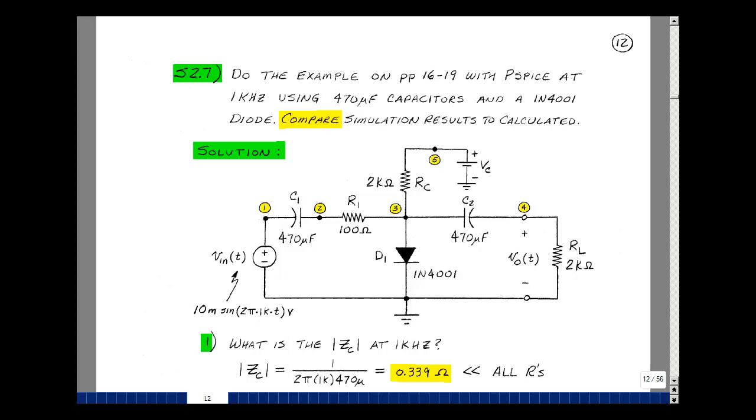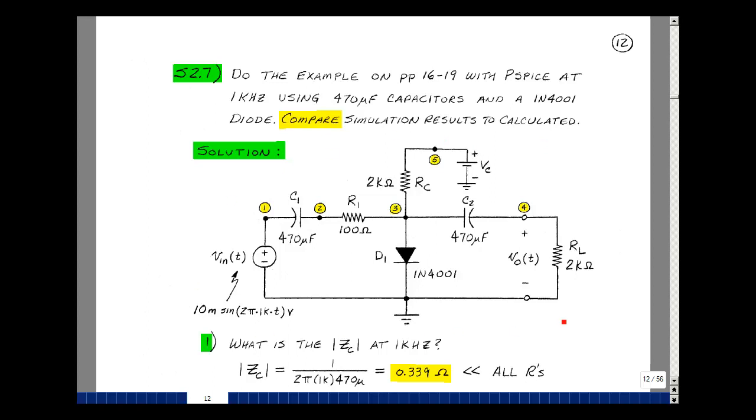This lesson deals with Supplemental Problem 2.7. You can find this problem in the ECE302 ebook in the Chapter 2 Supplemental Problems, starting on page 12. Let's do the example on pages 16 to 19 of the Chapter 2 lecture notes with PSpice at a frequency of 1 kilohertz using a 470 microfarad capacitor for each of the capacitors and a 1N4001 diode. Compare your simulation results with your hand calculator results.